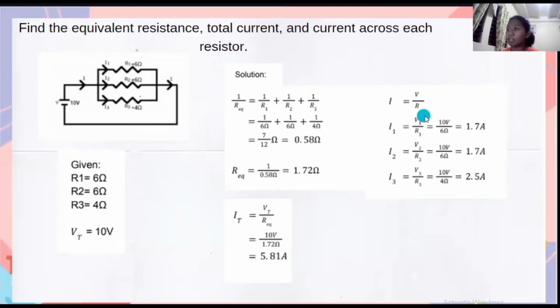Next, we would find the current across each resistor. For example, current 1 is equal to voltage 1 divided by the resistance 1. We substitute 10 volts divided by resistance 1, which is 6 ohms, would equal 1.7 amperes, and so on.